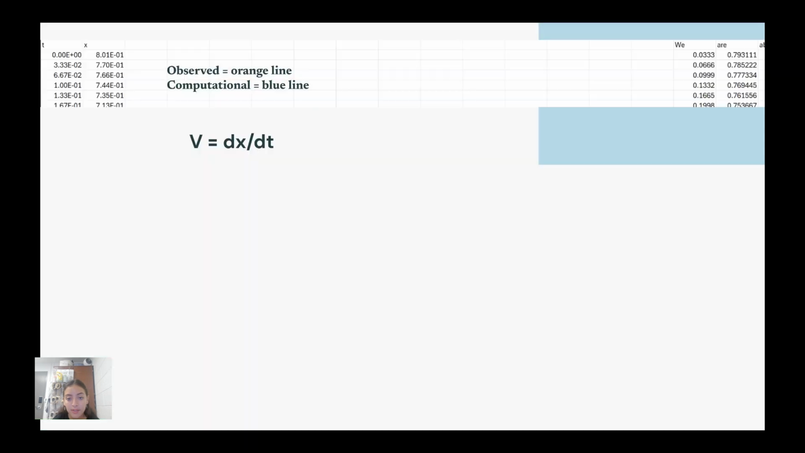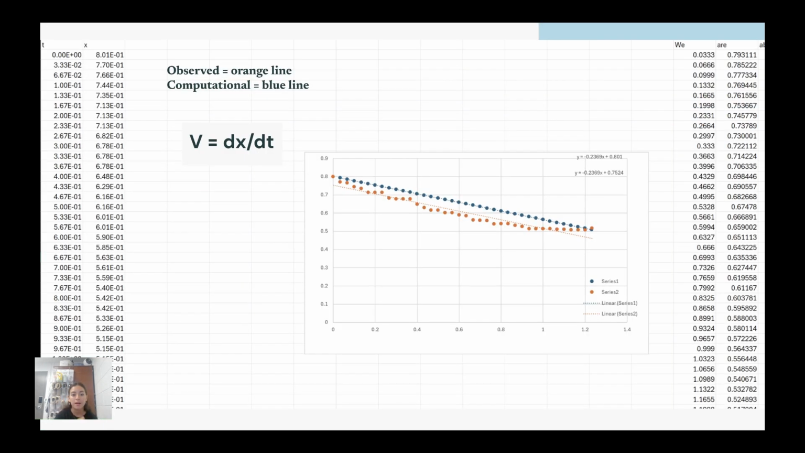Here is another representation of the data. On the left-hand side, you have the observed data, and on the right-hand side, you have the computational data. The observed is the orange line, and the computational is the blue. As you can see, the observed line has some variation and is not a perfectly straight line. This can be due to, like I said, the applied force, the friction at the bottom, or towards the end of the line, you can see how it starts to flatten out. That shows the negative acceleration, or the positive acceleration against the negative velocity, making it a flatter line.